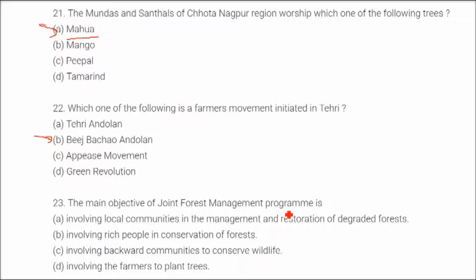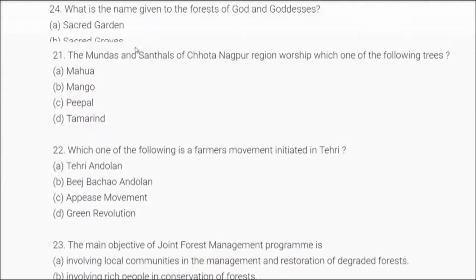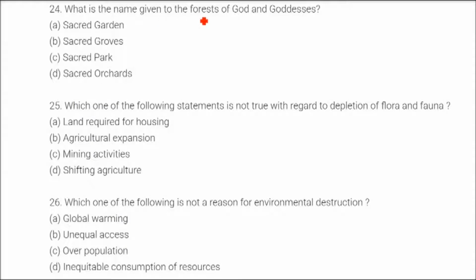The main objective of Joint Forest Management Program is, the answer is involving local communities in the management and restoration of degraded forests. Joint means government plus the local community. So A is the answer. What is the name given to the forest of gods and goddesses? The answer is sacred groves.